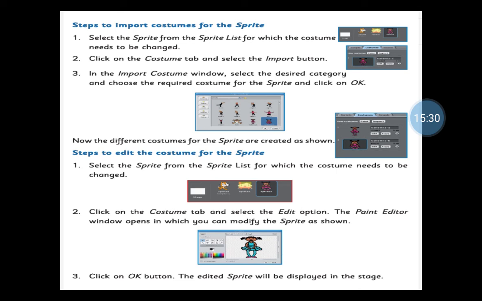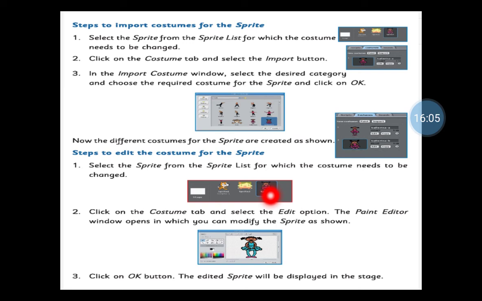So next, steps to edit the costume for the sprite. Here you can edit the sprite costume also. Edit means you can change the color of the sprite, the color of the costume. So we will see how you can do that. Select the sprite from the sprite list for which the costume needs to be changed. Again, you have to select the sprite for which you want to change the costume. So here also they have selected this sprite.